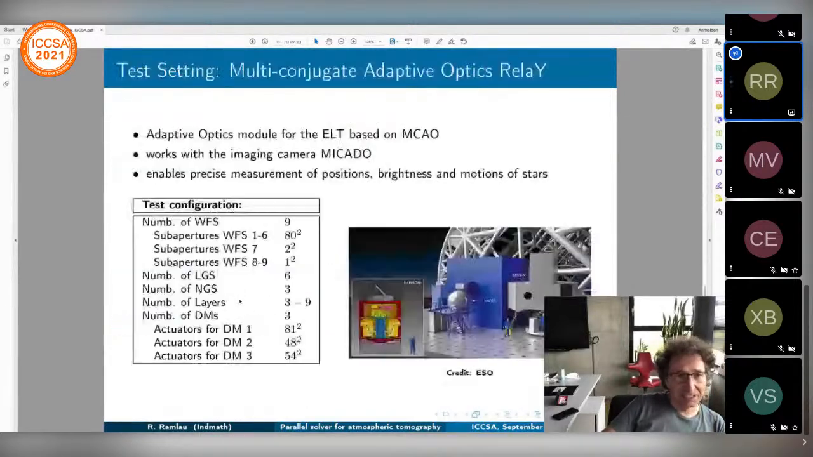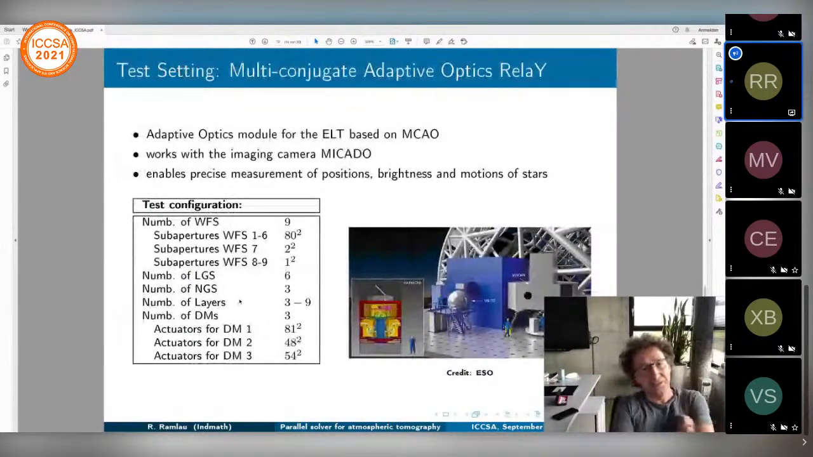The numerical simulations were done on the real system. I mean, we really use the specs of the real system that will run on the telescope. That's the so-called MAORY, the multi-conjugate adaptive optics relay. So that's a picture here of the dome of the telescope, the ELT, and here that's where MAORY is located. You see here the size of this small guy here, so it's really a huge thing. We have the test configurations. That's actually the real configuration that MAORY has.